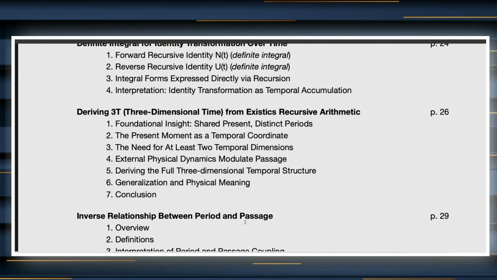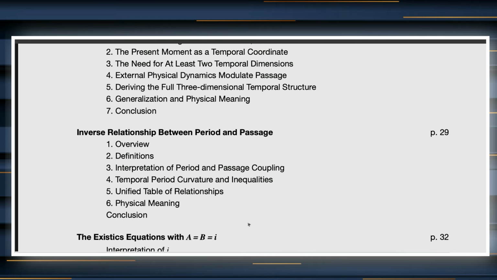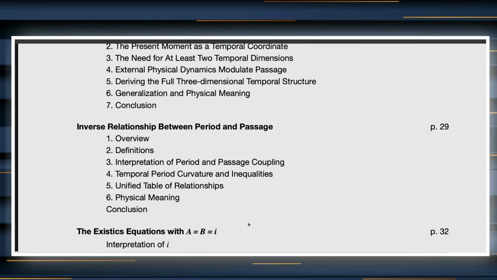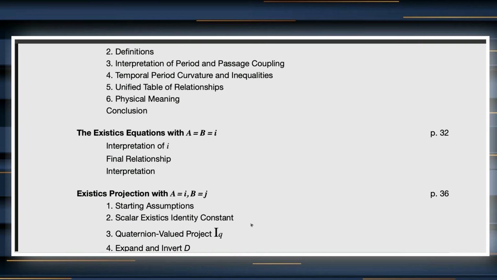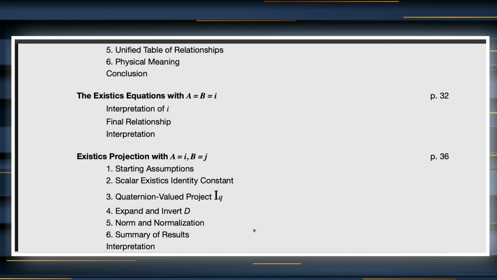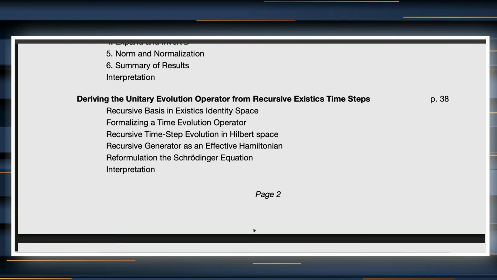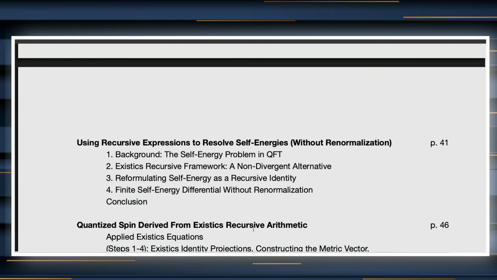After we define the three dimensions of time, we'll then get into the inverse relationship between periods and passage. Then we will apply the existics equations to imaginary numbers. We'll then derive quaternion mathematics from that application. We'll derive the unitary evolution operator for recursive existics time steps. We will use recursive expressions to resolve self-energies without renormalization.